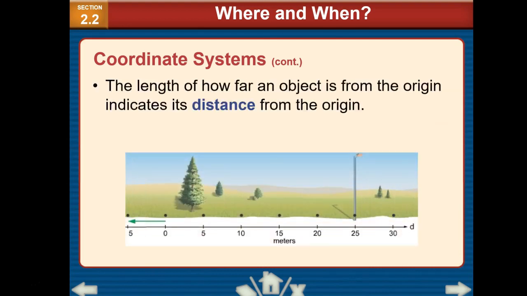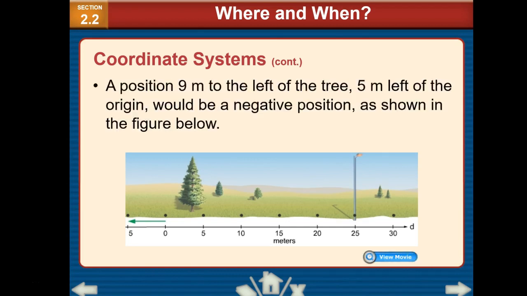All right. So the length of how far the object is from its origin is its distance. Like this one is 5 meters to the left. A position 9 meters to the left of the tree, 5 meters to the left of the origin, would be a negative position. So yes, you can have a negative position on this.